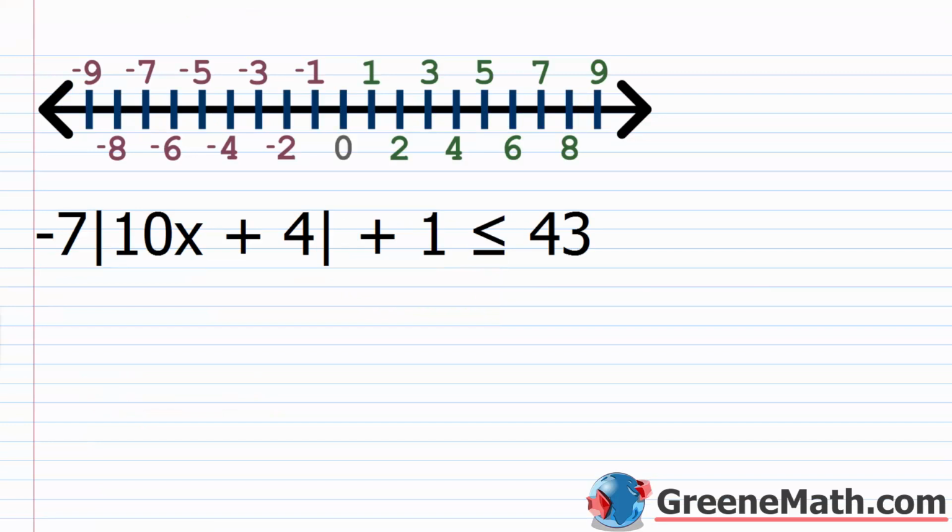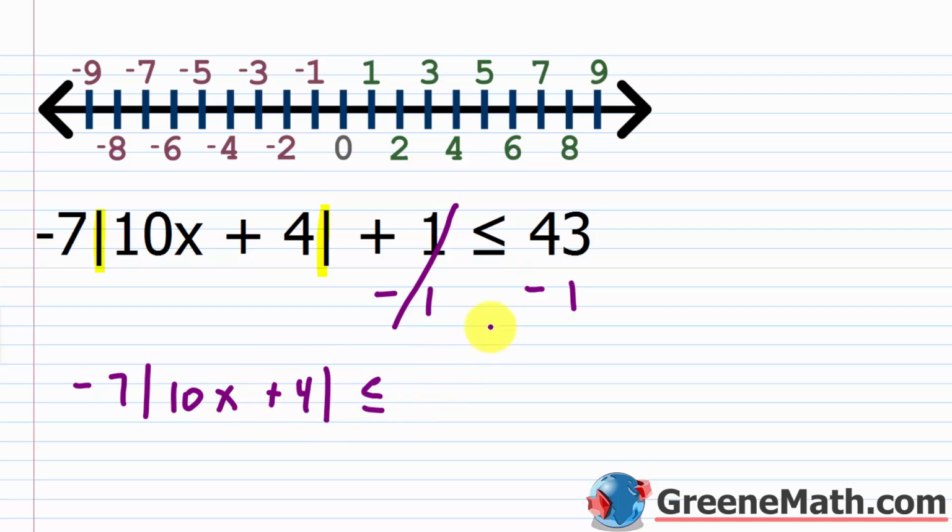All right, let's look at a few examples. So we have negative 7 times the absolute value of 10x plus 4, plus 1 is less than or equal to 43. So again, we want to start by isolating the absolute value operation. So I'm going to subtract 1 away from each side of the inequality. That's going to cancel. I've got negative 7 times the absolute value of 10x plus 4, again, is less than or equal to 43 minus 1 is 42.